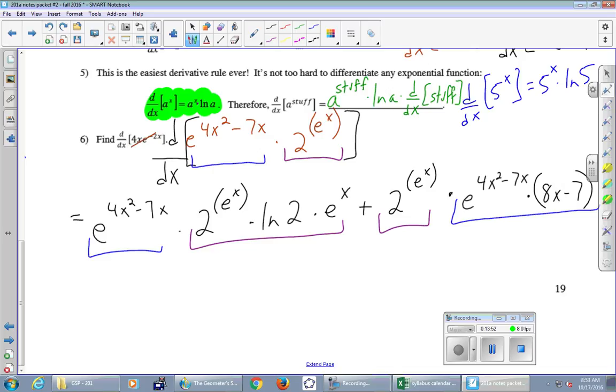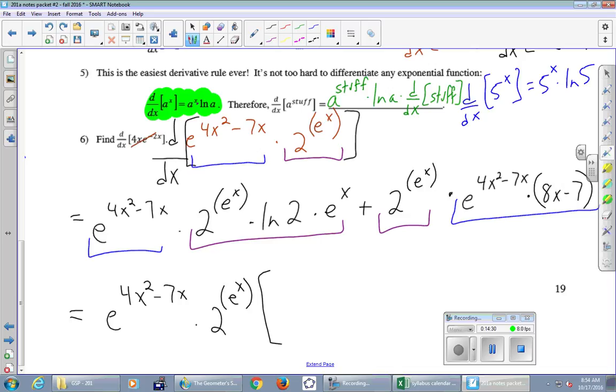So what do we see that's an exact carbon copy in this first term and also the second term? We see e to the x. Do we see that over there? Wait, is there an e to the x in both? Actually, there's not. I see 2 to the e to the x. That's the same. E to the 4x squared minus 7x is the same. Both of those are coming out in the front. E to the 4x squared minus 7x times 2 to the e to the x. And then we'll put big square brackets.